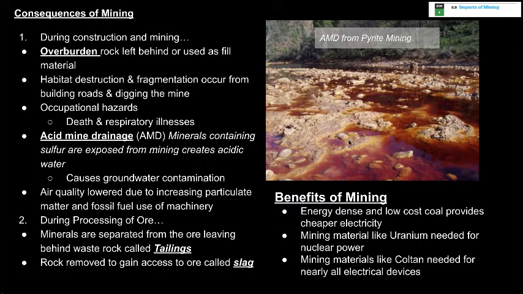And also groundwater contamination. Air quality from digging the mine just kicks up a lot of particulates. There are dirt roads, big heavy machinery, kicking up particulates like dust and sand and soot into the air. When we process the ore, the minerals that are separated from the ore, once they do that, there's a little bit of waste rock there called tailings. And then just rock removed to gain access to the ore is called slag. So these are waste products that are, again, left behind at these mines that need to be dealt with.